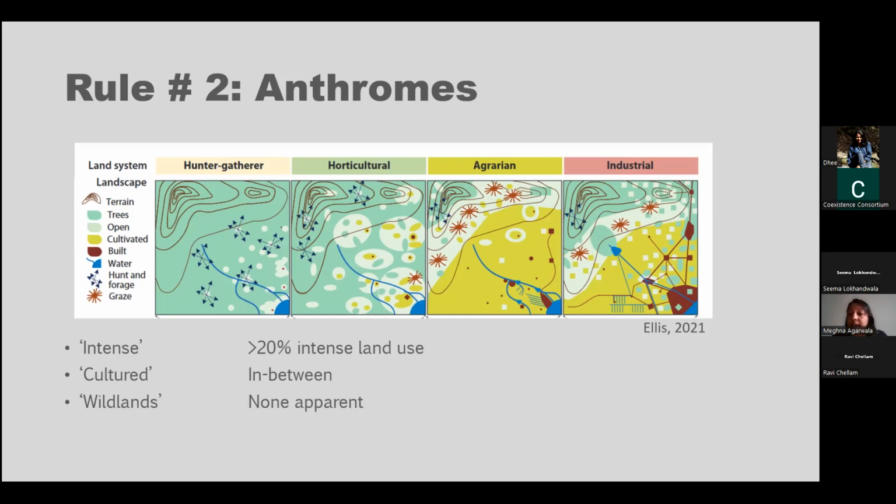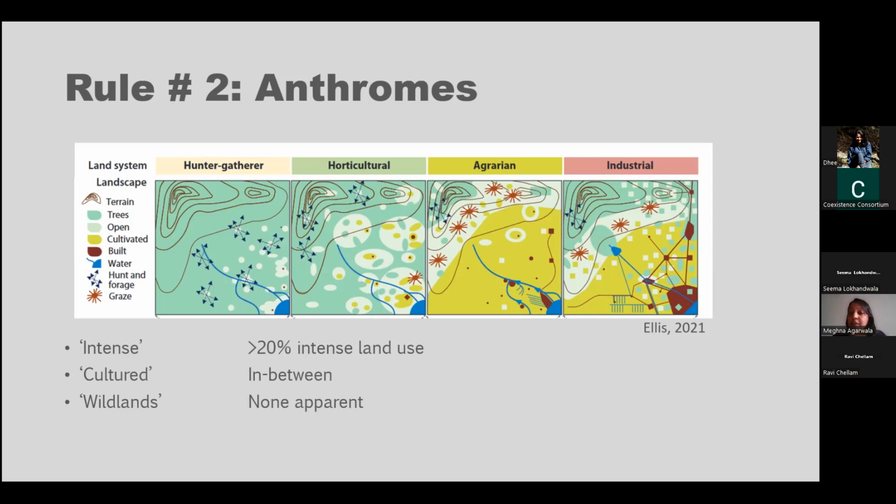If you're a hunter-gatherer in a settlement, then most of the landscape should be forest with a little bit of open area. If you have horticultural, which means you have kitchen gardens, so you're maybe growing some vegetables for yourself, you're going to have mostly trees, but a lot more open forest. Once you become agrarian, you're going to have a lot of cultivated land.